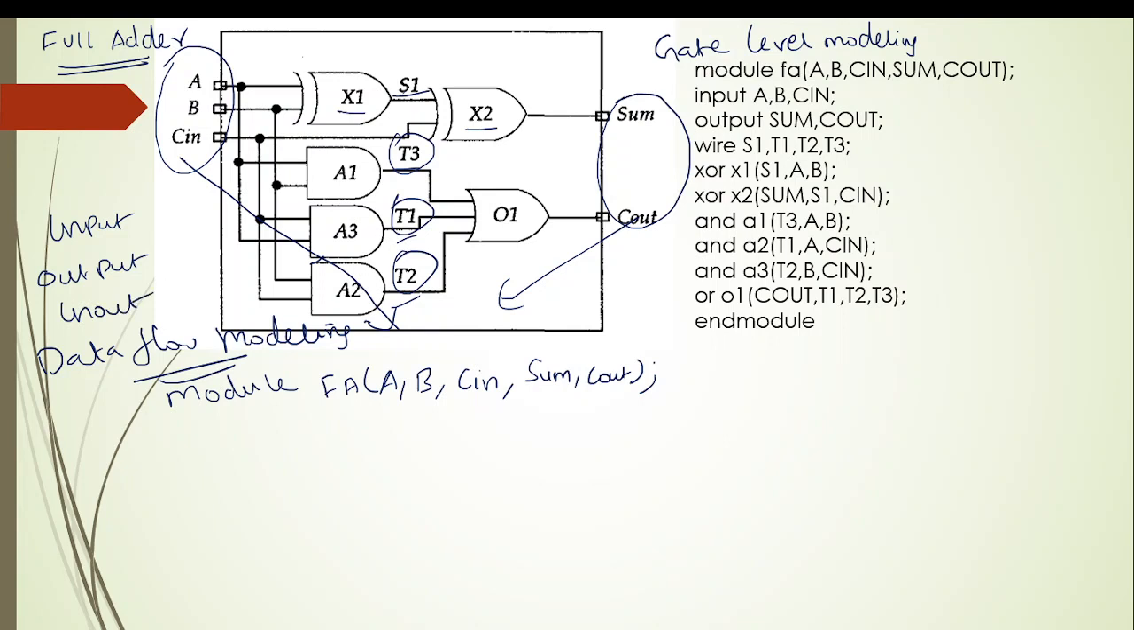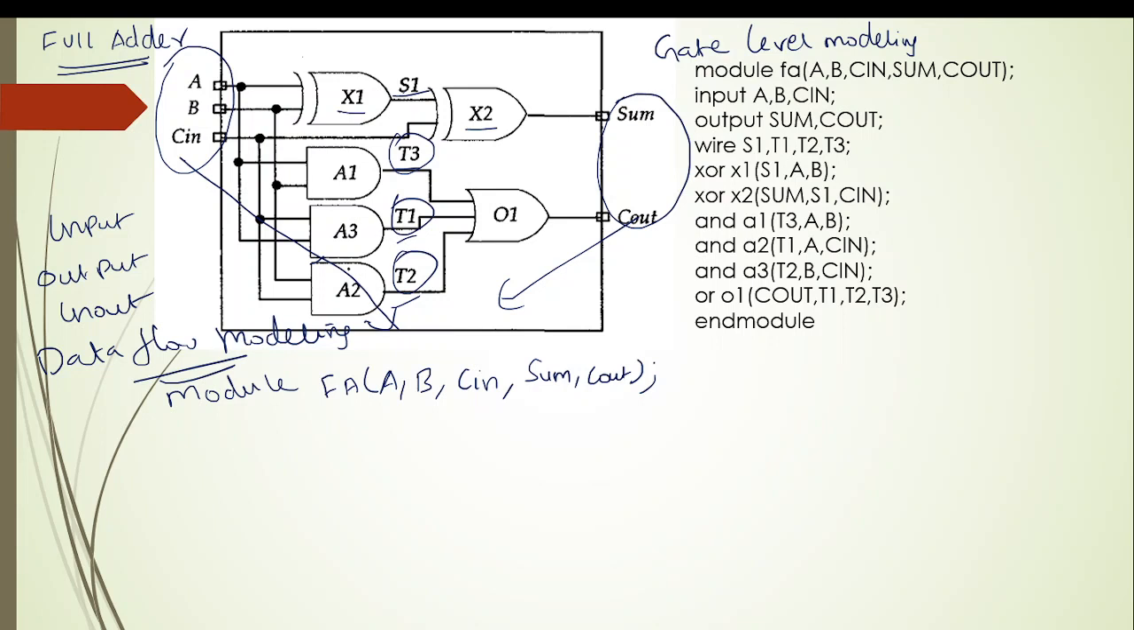So input means the signal which is acting as an input to the design. Output means the signal which is acting as an output from the design. Inout is a bidirectional signal. In the case of full adder, there is no bidirectional signal. Okay, it will be having inputs and outputs.